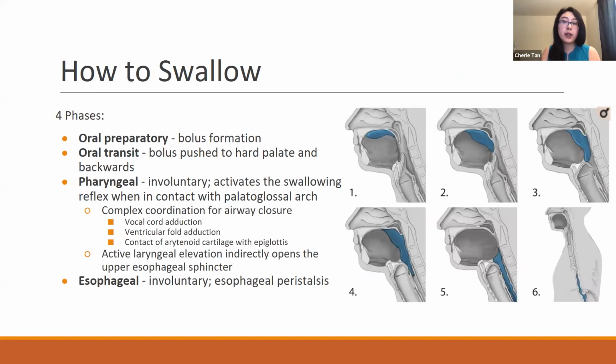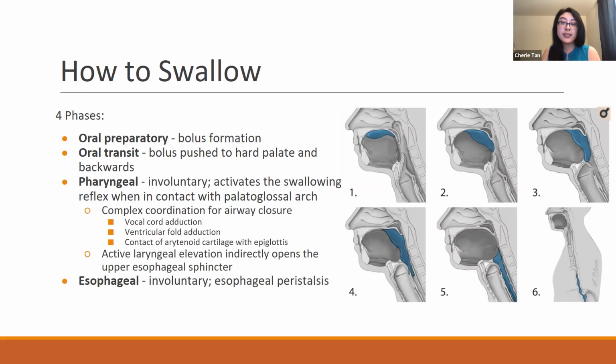Briefly, before going on, I just want to review the pathophysiology of the swallowing mechanism. There are 4 phases in total, 2 of which are voluntary and the other 2 which are involuntary. The oral preparatory phase, seen in figure 1, is a voluntary phase where the bolus is formed. The oral transit phase is when the bolus is pushed backwards towards the hard palate, seen in number 2.